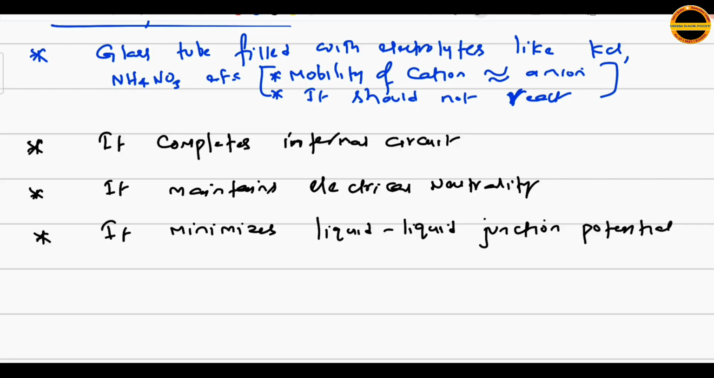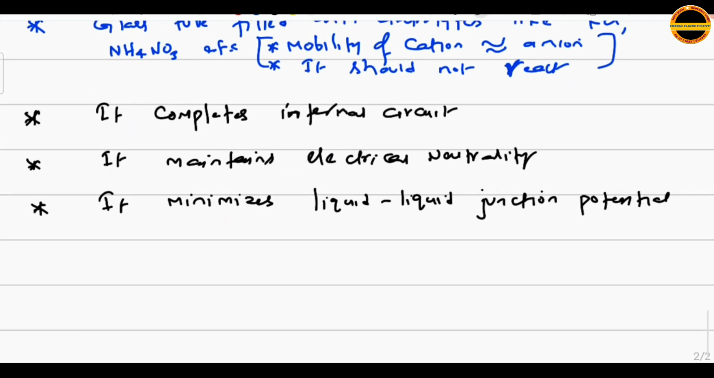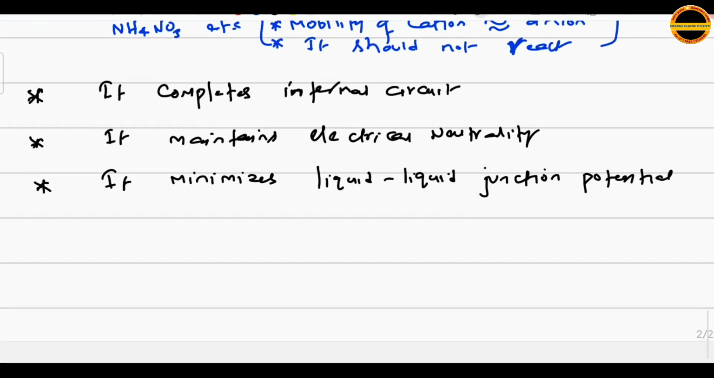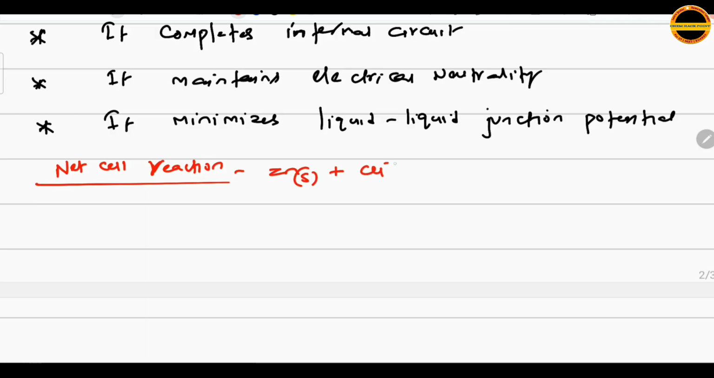Salt bridge. Okay. So be clear about the salt bridge information and the reactions we mentioned, the cathode and anode reactions. Now let us see the net cell reaction for the Daniell cell. I am writing it directly. If you add the anode reaction and the cathode reaction, it becomes the net cell reaction. So Zn solid plus Cu2+ becomes Zn2+ aqueous plus Cu solid.